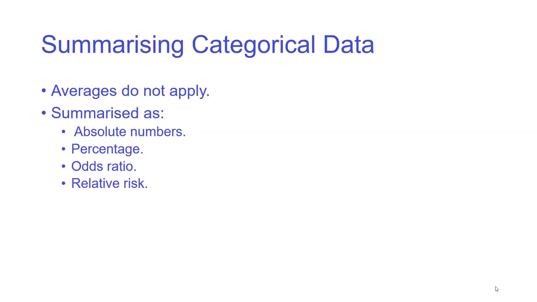As I said, averages don't apply. So you have to summarise them as absolute numbers and percentages. You could summarise them as ratios, and you can summarise them using two specific terms for 2x2 tables of data, which we'll come to later, called odds ratios and relative risks.